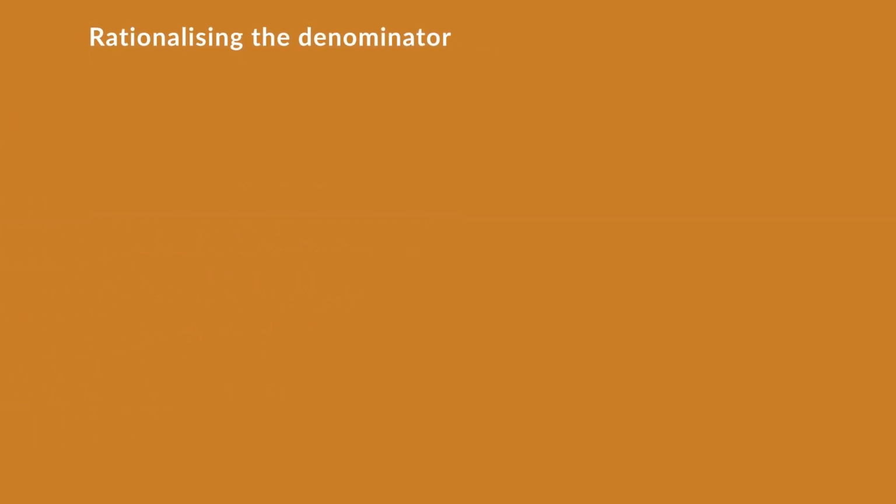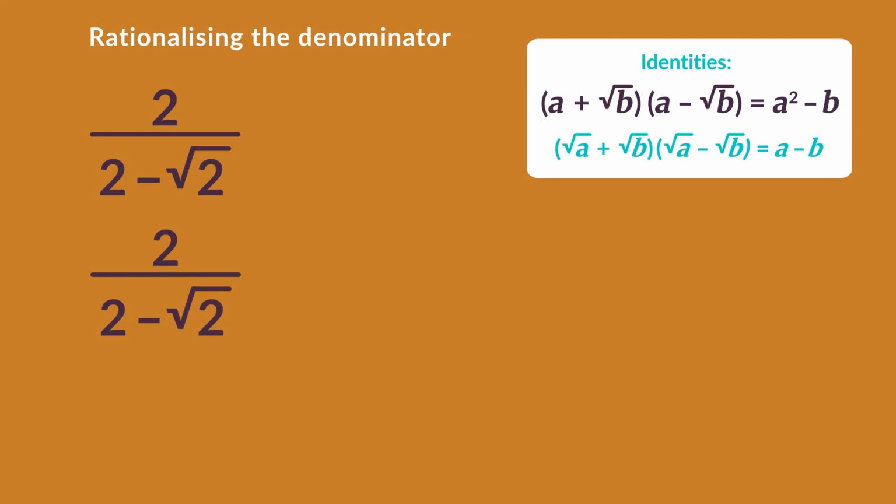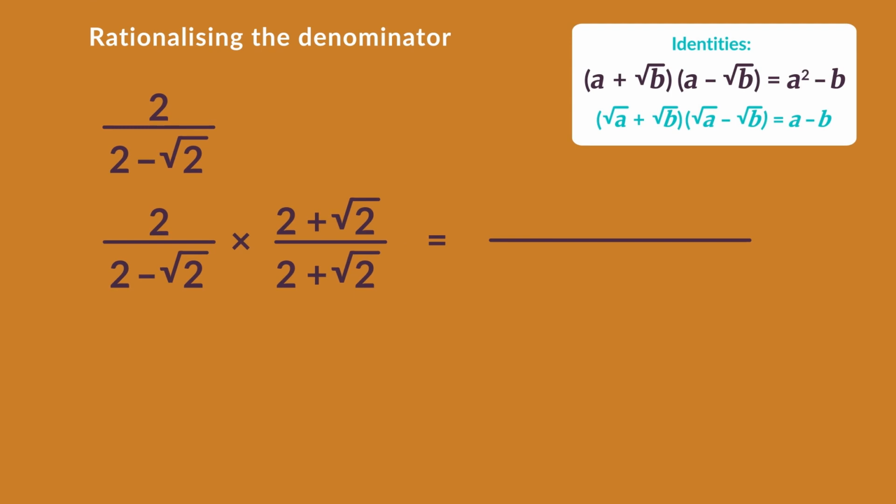When the denominator is not a monomial, there is a different process to follow. For example, 2 over 2 minus root 2. In these cases, we need to use two identities based on algebraic identities. Here they are. So in our example, we know we need to multiply by 2 plus root 2. We can use the identity to get the denominator in one step, but let's work through it to show why we get this result. The numerator will simply be 2 times 2 plus root 2 in brackets.